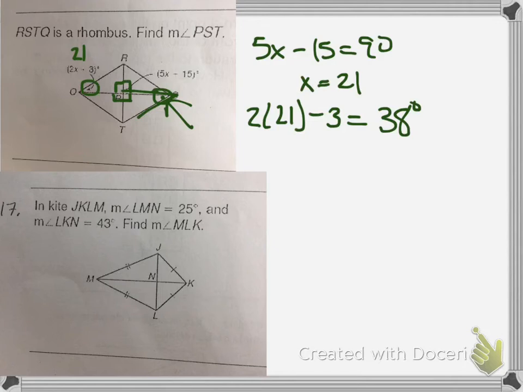Okay, number 17, in kite JKLM, the measurement of angle LMN is 25 degrees, and LKN is 43 degrees. Find MLK. So we're saying here LMN right here is 25 degrees. And then LKN right here is 43 degrees. And they want you to find MLK.